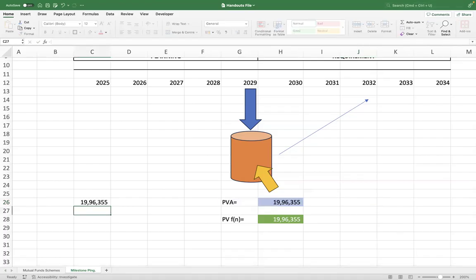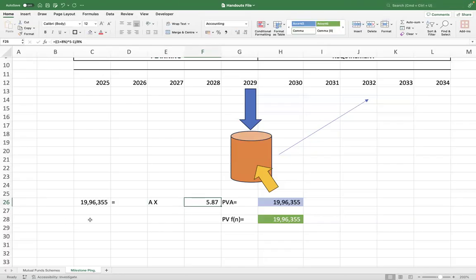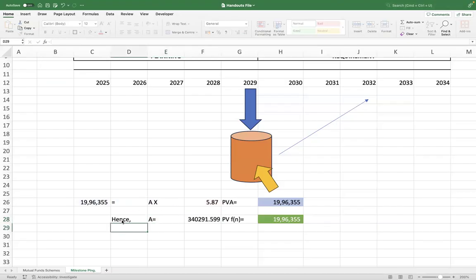This value. And this is equal to this formula that I mentioned, A into 1 plus R to the power of N minus 1 divided by R, where R is 8% and N is 5. So what is A? Hence, A is equal to this value divided by this value, which is, you are right. Very good. 340 you said, no? Fantastic.